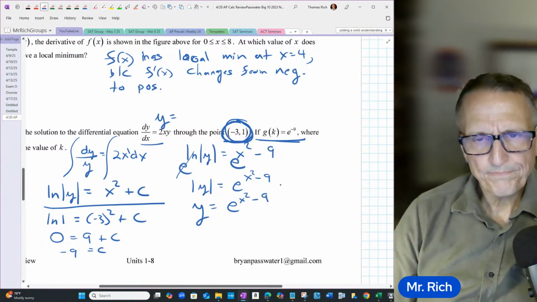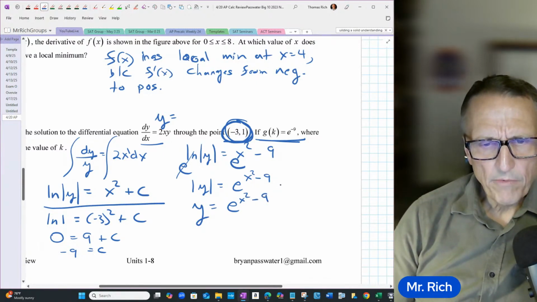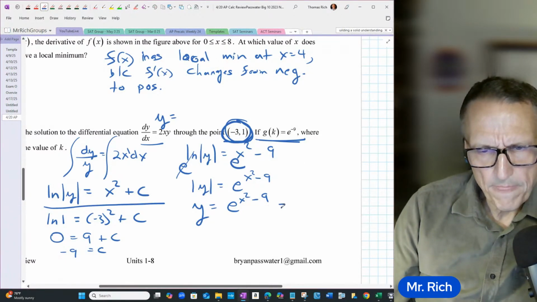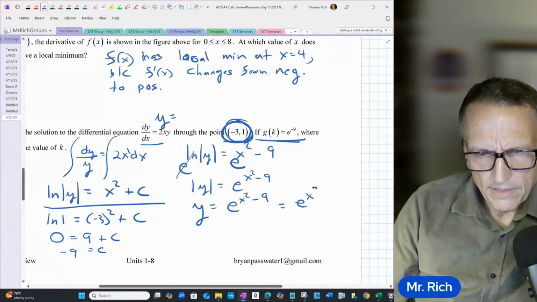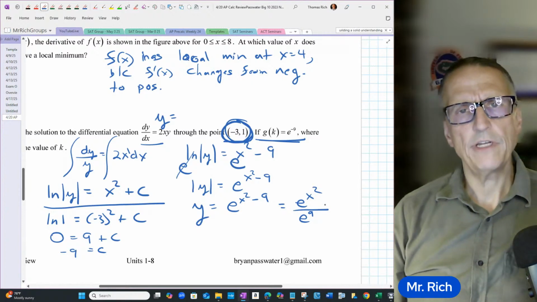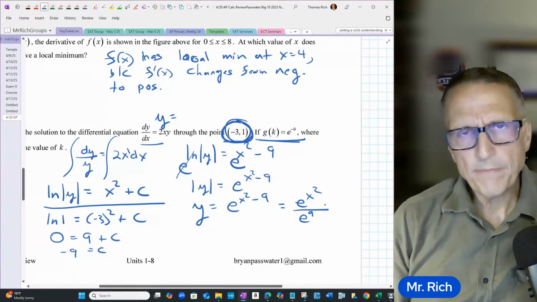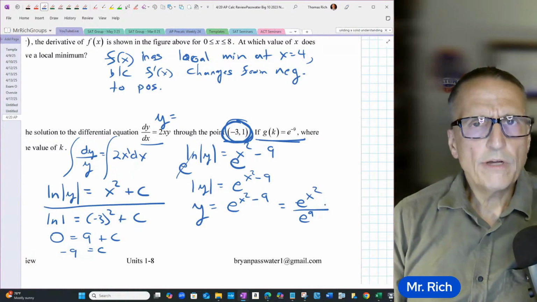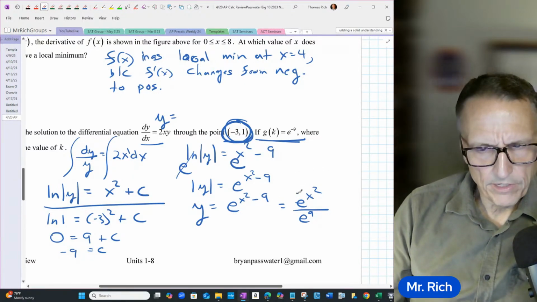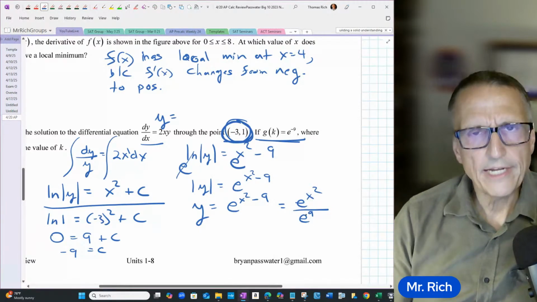We have that. Now, what I can do is rewrite this. Remember, this minus 9 is in the exponent, so I'm going to rewrite this as e to the x squared over e to the 9 power. By the quotient rule of exponents, subtraction in the exponent would have been caused by the fact that you were dividing like bases.